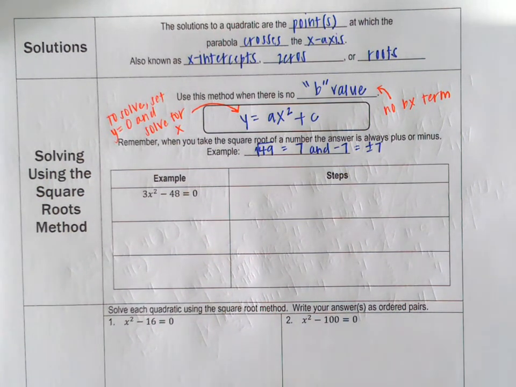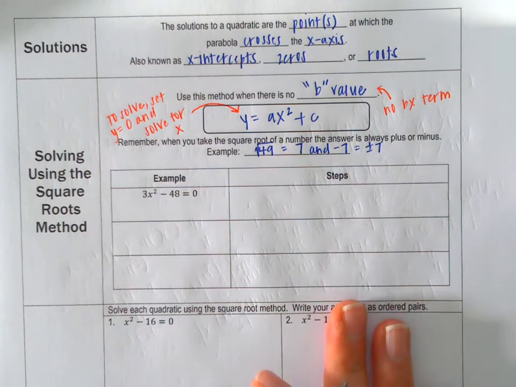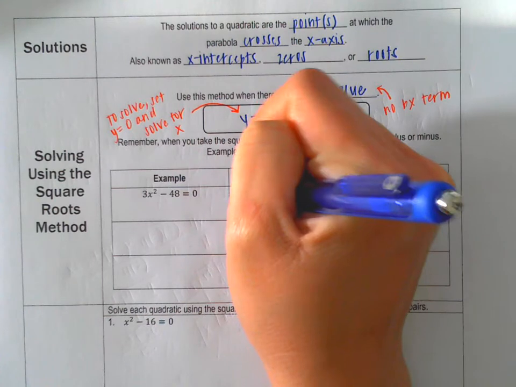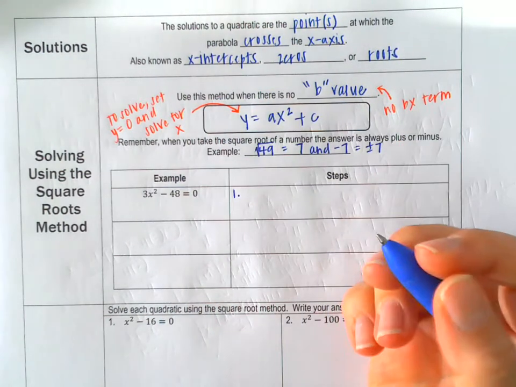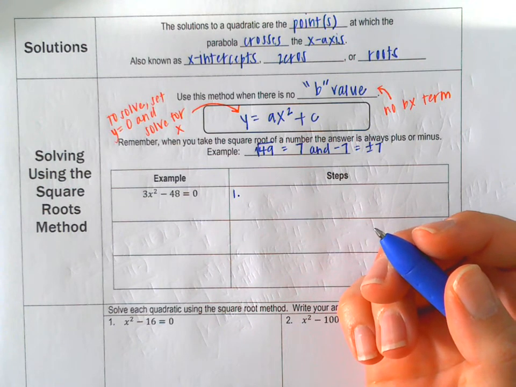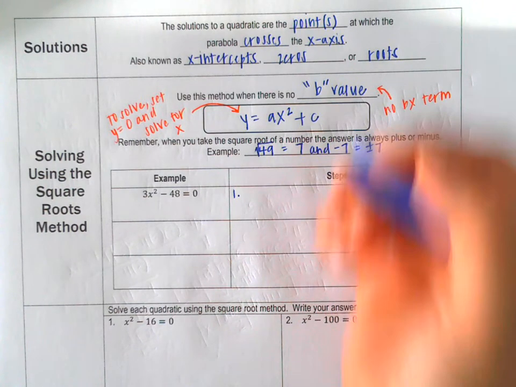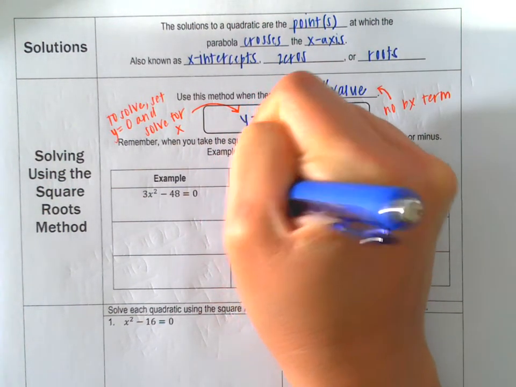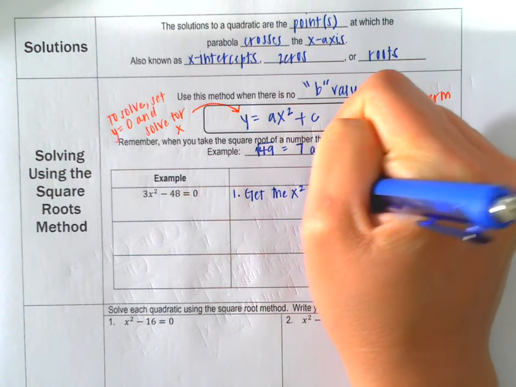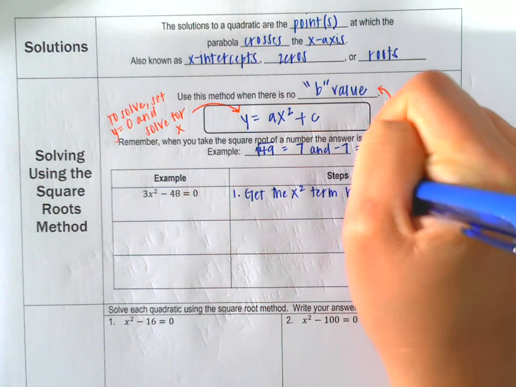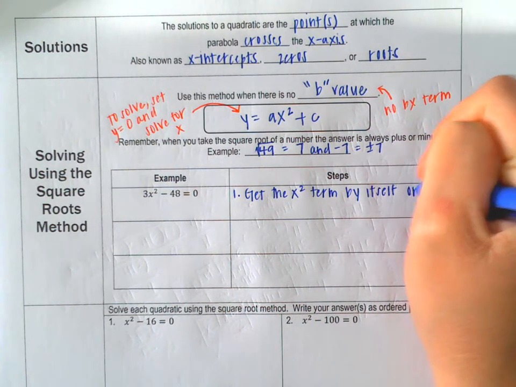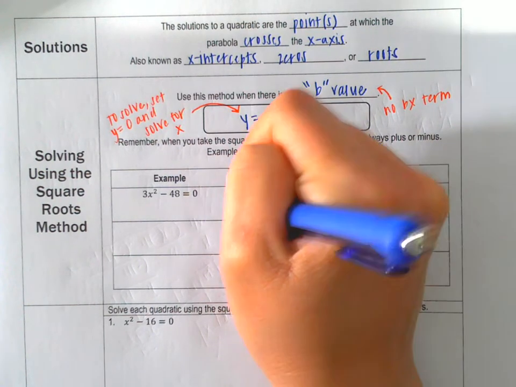Okay, so I have an example. I'm going to write the steps out next to it. So the first step is to get the x squared term by itself on one side of the equation.